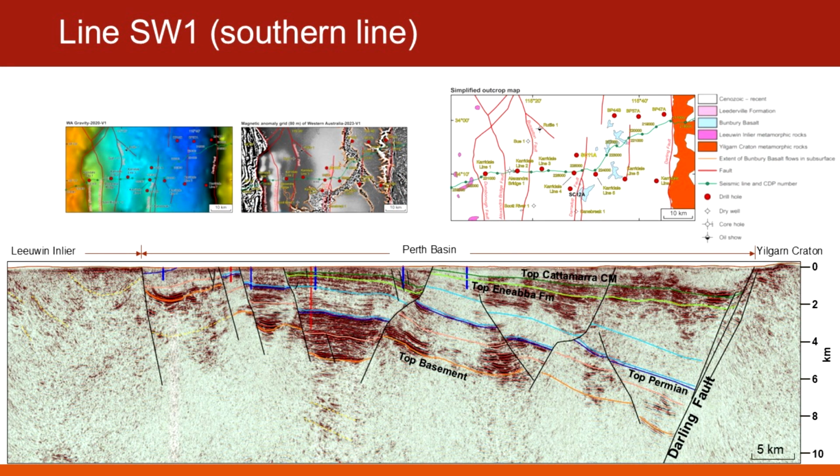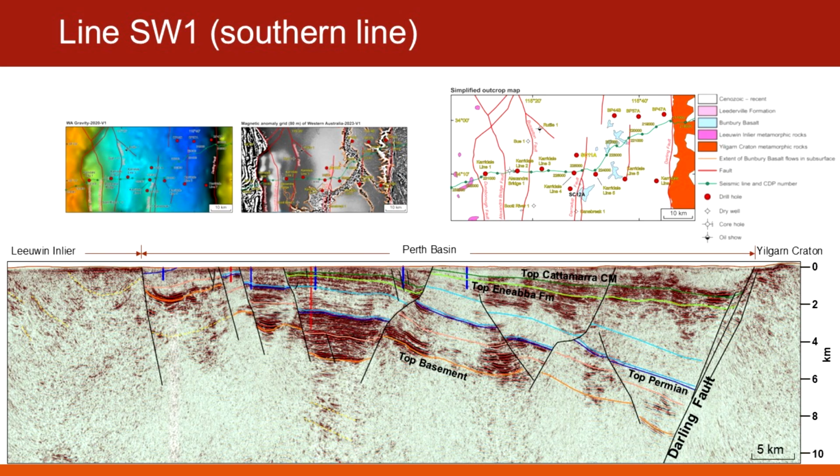Heading further south now, looking at line SW1, again, this is showing the importance of the Darling fault in controlling the sedimentation. We can see this pronounced thickening, like in line MW2, we see this pronounced thickening of this package here, this Mesozoic package. So the Mesozoic was the last rifting event that led to breakup. So we'd expect to see nice thick packages thickening into the major faults.